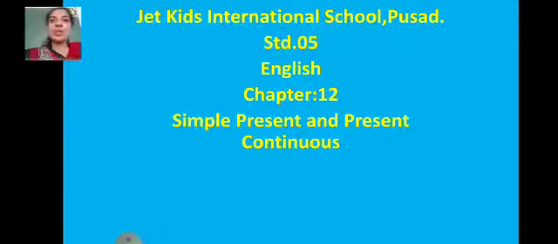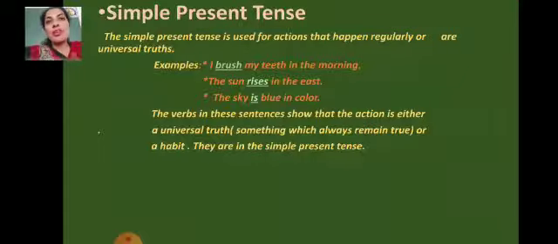So, children, today we are going to learn chapter number 12, Simple Present and Present Continuous Tense of the English Grammar book. Okay, so let's see what's in this. First, we will talk about simple present tense. What is the meaning of it? The simple present tense is used for actions that happen regularly or are universal truths.